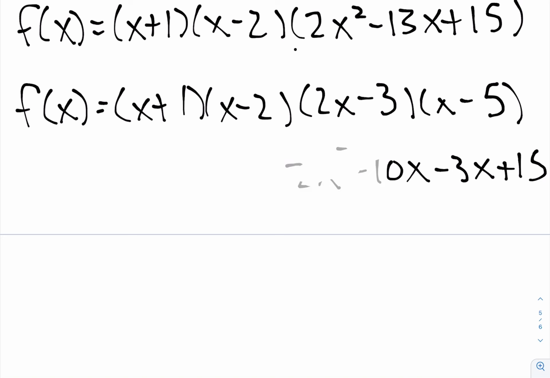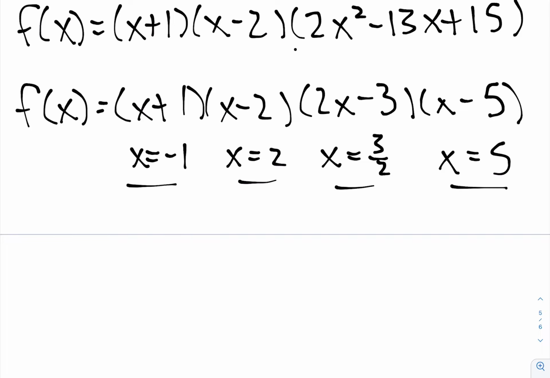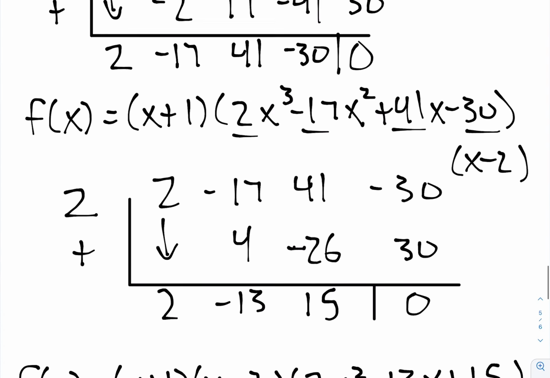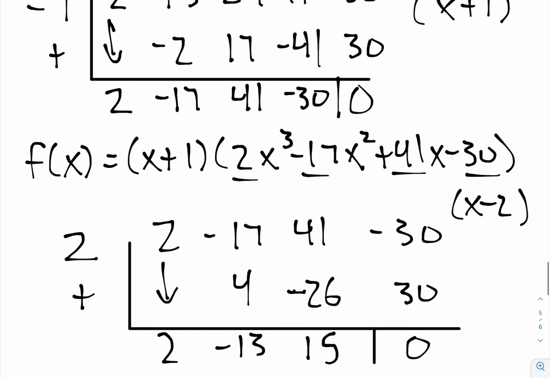If we wanted to find the zeros, they would be x is negative 1 from the first factor, x is positive 2, x is 3 over 2, so 1.5, if we set this equal to 0, and x equal to positive 5. If you put negative 1, 2, 1.5, or 5 into the original expression, it'll be equal to 0. That's because the factor theorem tells us that if we evaluate a function at one of its zeros, the remainder is just going to be 0.